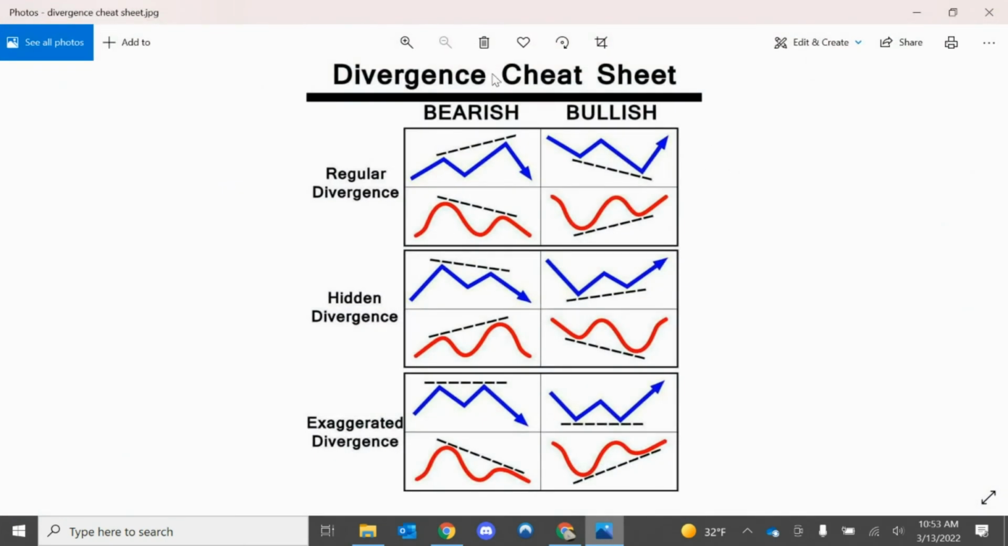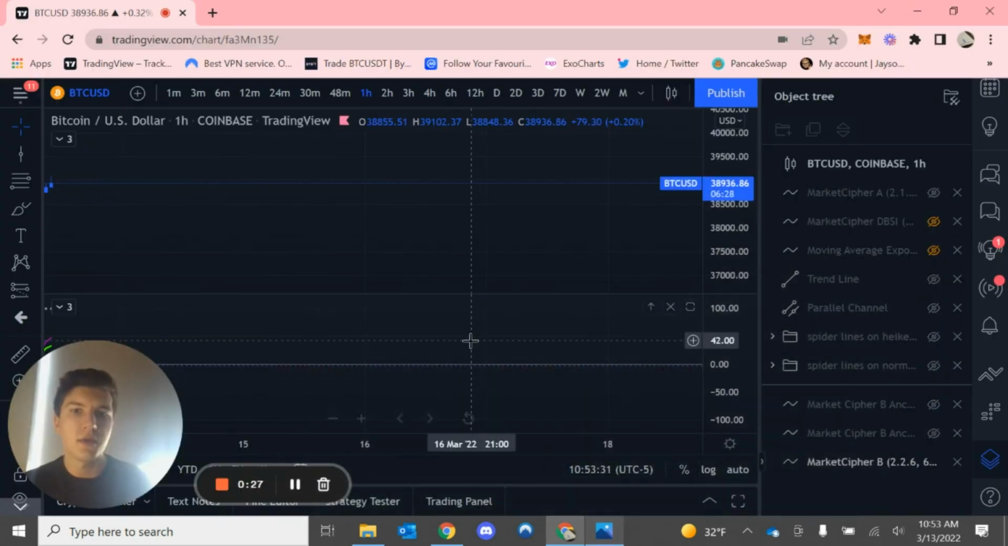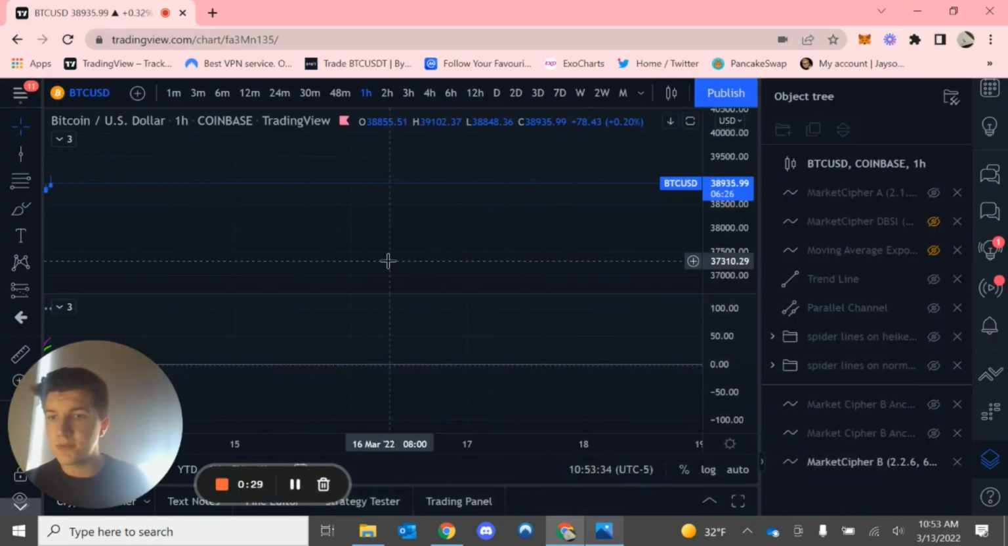Again, I would suggest saving this divergence cheat sheet and just look at bullish and bearish regular divergences. Don't ignore all this other stuff, but really just focus in on and learn and memorize what this pattern is doing. My next thing is that have patience. You are not going to be in a trade every single time, and wait for your confirmations and double check to see if you have all your confirmations with divergences with Market Cipher B and price action.